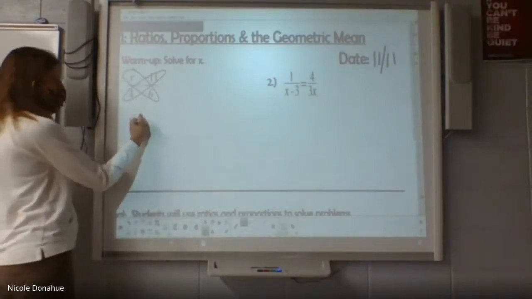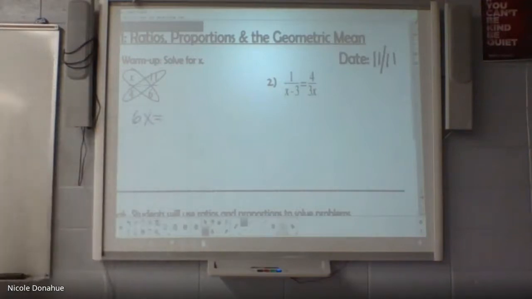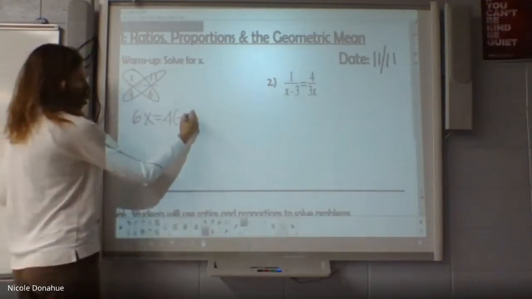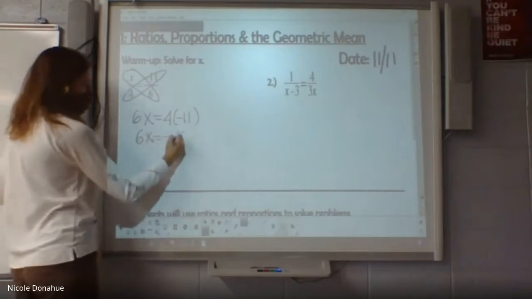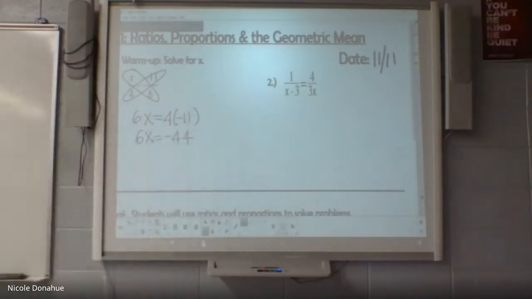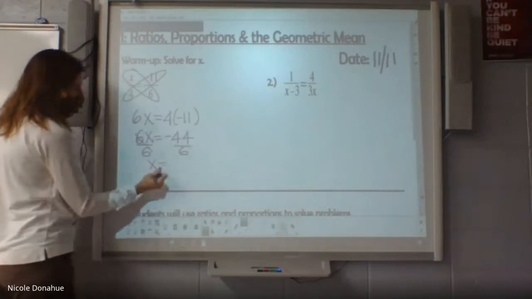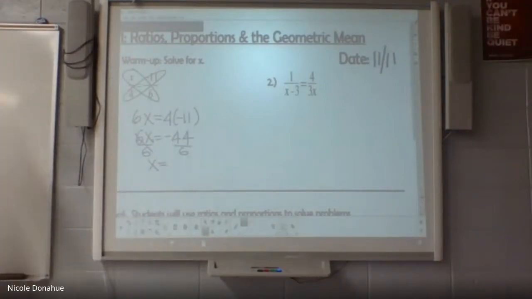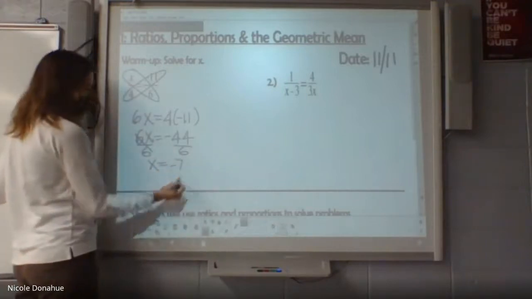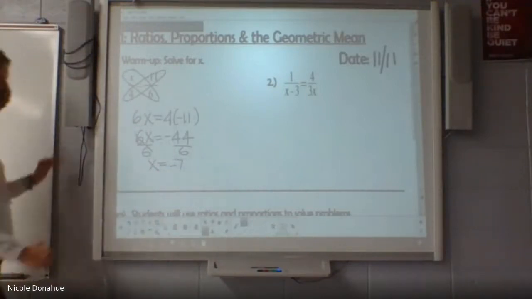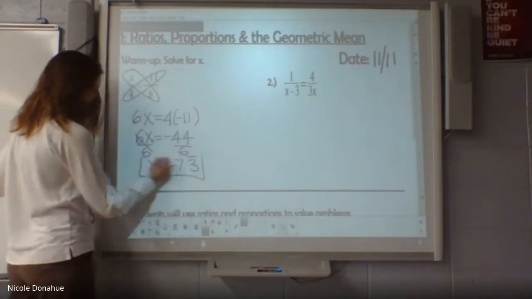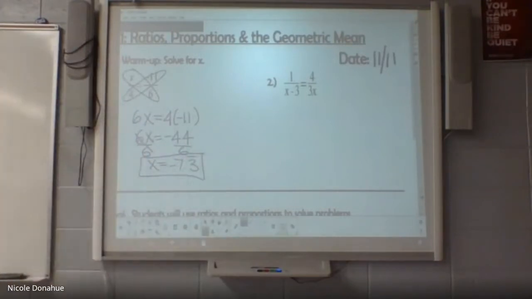So x times 6 is 6x. 4 times a negative 11. Now this one's going to be a fraction or a decimal. It's okay. Sometimes we want it to work out to be a really nice number, not always. Divide by 6. And that is going to be a negative 7.333 repeating, or negative 22 over 3, negative 7 and 1/3. Lots of different ways you can write it.